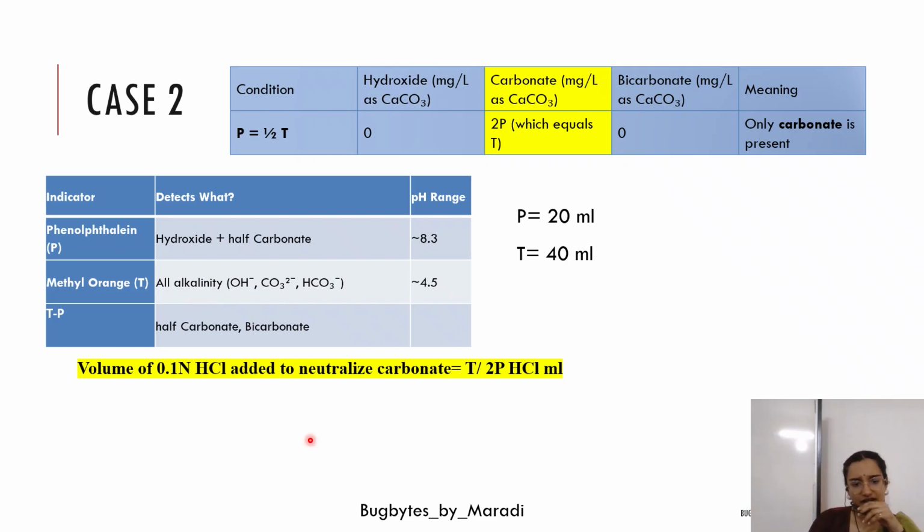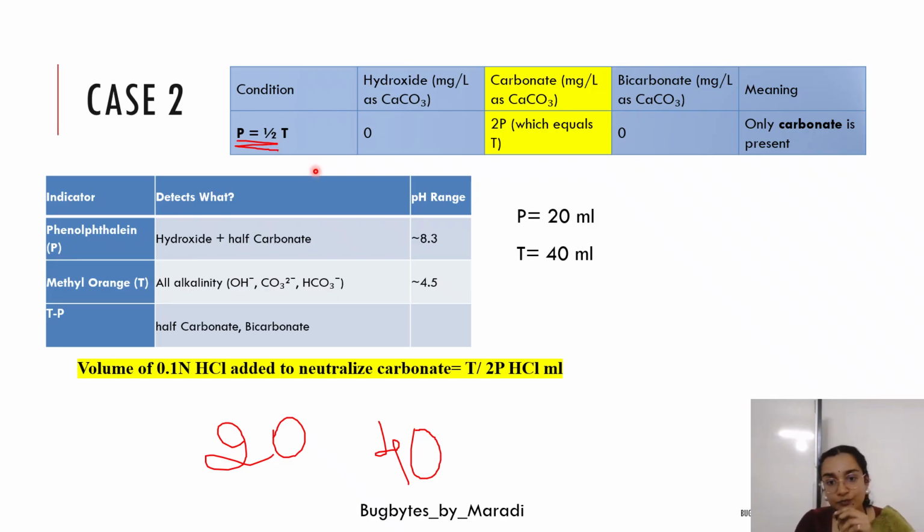P is 20 and T is 40. Okay, just a rough example. Just imagine P is 20 and T is 40 ml. According to this particular statement, P is equal to half of T. Half of 40 is 20, so 20 is equal to 20. It indicates that only carbonate is present.